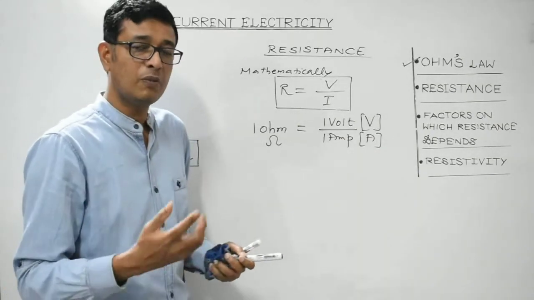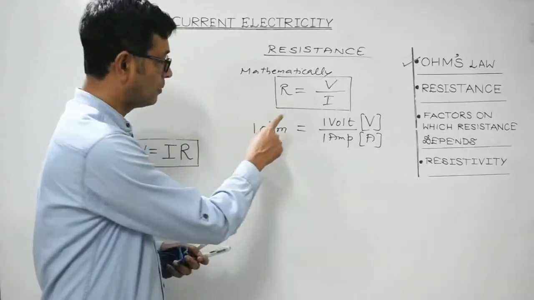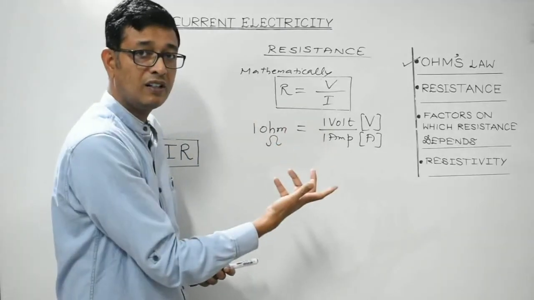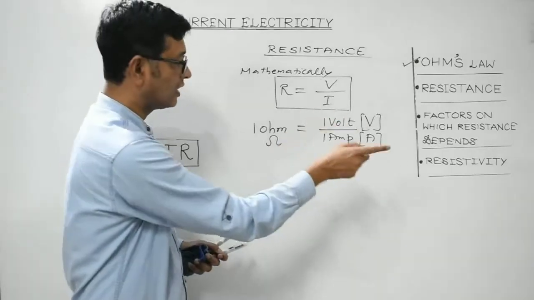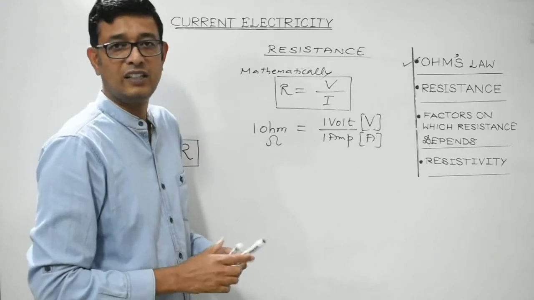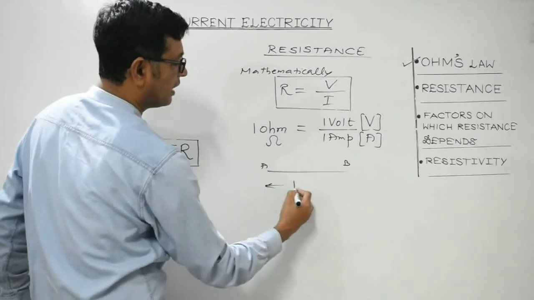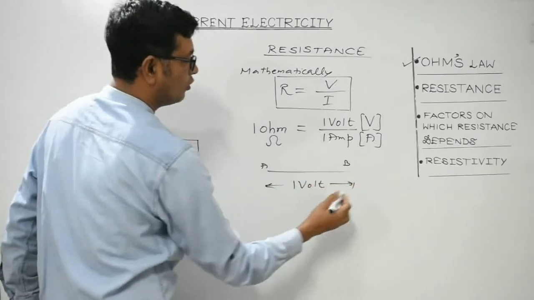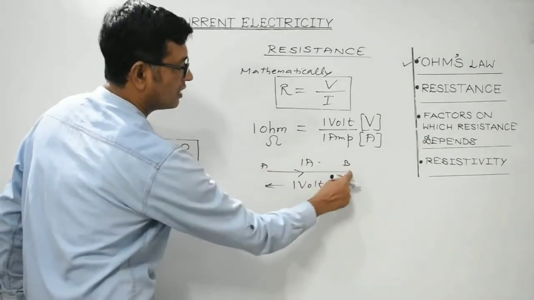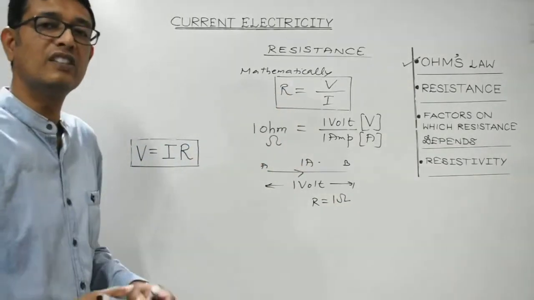The resistance offered by a conductor is said to be 1 ohm when a current of 1 ampere flows through it if the ends of the conductor are maintained at a potential difference of 1 volt. So suppose this is a conductor. These are the two ends. Suppose the ends are maintained at a potential difference of 1 volt and a current of 1 ampere is flowing through it. Then the resistance offered by this section of the conductor will be said to be 1 ohm. So this is how the SI unit of resistance may be defined.